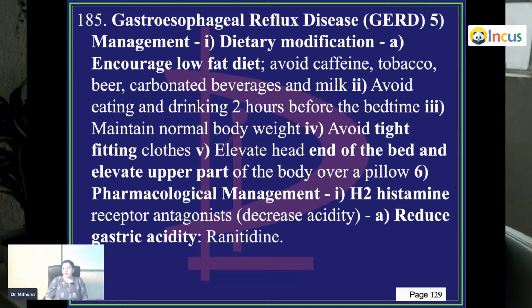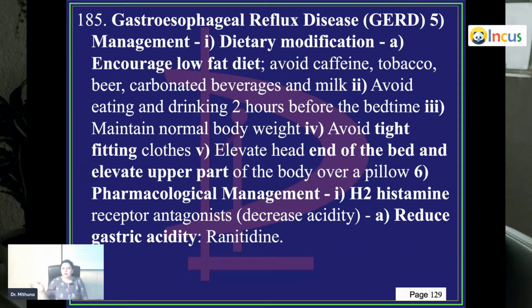GERD, coming back to it, I think we've already finished this, but I'll just read through it. Management is dietary modification. Encourage a low fat diet, avoid caffeine, avoid excessive tea and coffee, avoid tobacco and smoking, avoid beer, carbonated beverages and milk. Avoid excessive alcohol, avoid eating and drinking 2 hours before bedtime. You do it 3 to 4 hours before. Usually it takes at least 2 to 3 hours for digestion to occur. During that time, if you stay active, you can prevent this problem.